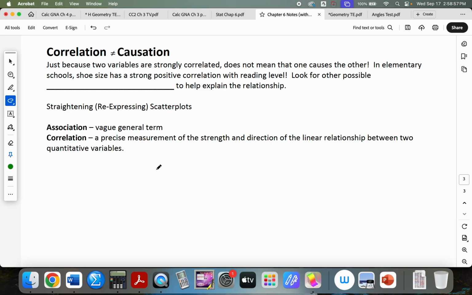So, I think I gave this example in class the other day. In elementary school, shoe size has a strong positive correlation with reading level. And it's like, does bigger feet cause you to read better? No. You want to look for other possible lurking variables.